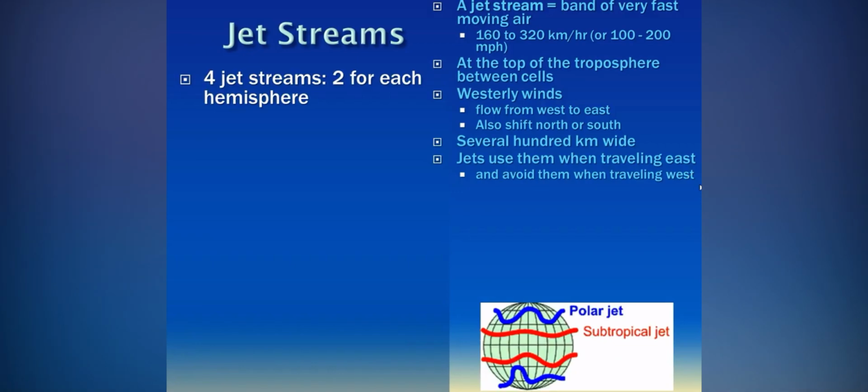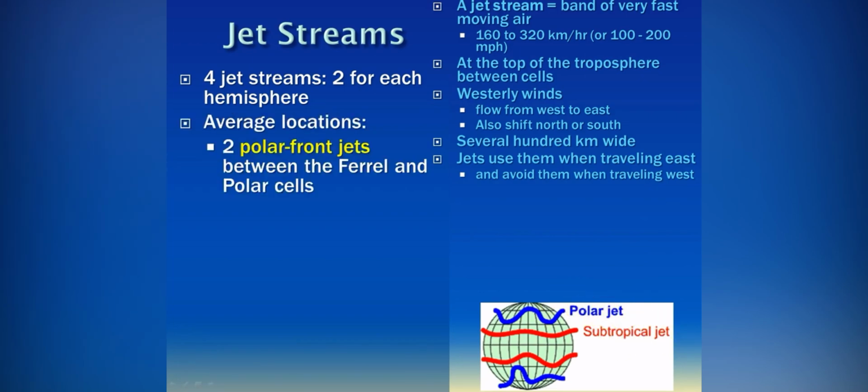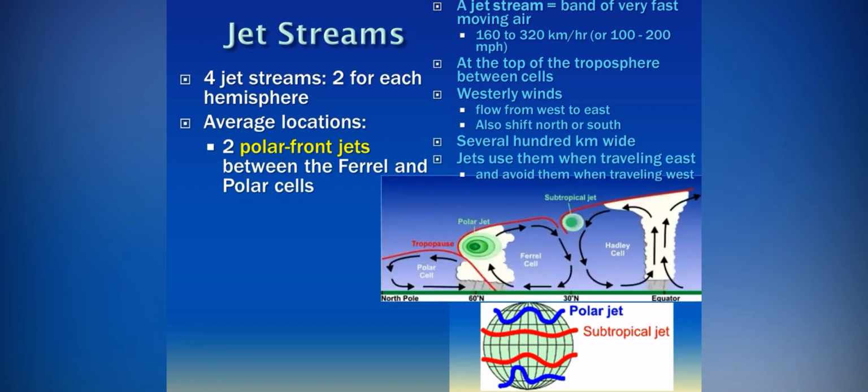Now there are 4 jet streams, 2 for each hemisphere: the polar jets and the subtropical jets. The polar jets are stronger. The average locations are roughly between the Ferrel cells and the polar cells. That's for the polar front jets, also shortened to polar jet. And there's 2 of those, one in each hemisphere. That's right there between the polar cell and the Ferrel cell.